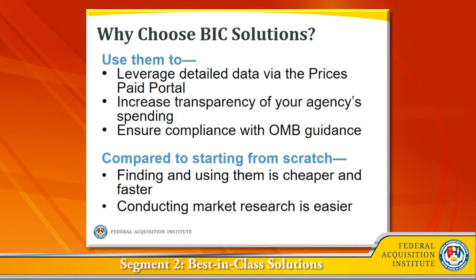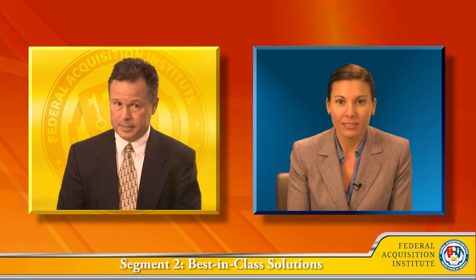Nice. Because BIC solutions are required to have all of their transactional data in the Prices Paid portal, market research and estimating processes are easier, and government-wide insights into buying behaviors are growing more robust with the use of BICs. BIC solutions support government-wide migration to mature market-proven solutions and facilitate the optimization of spend within the government-wide category management framework. Well, what if I'm currently using a contract that isn't BIC?